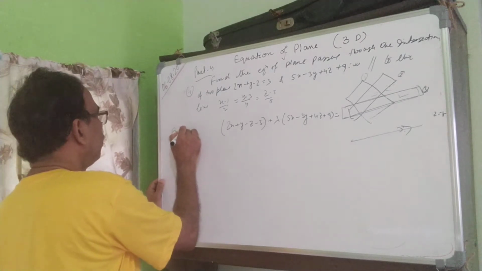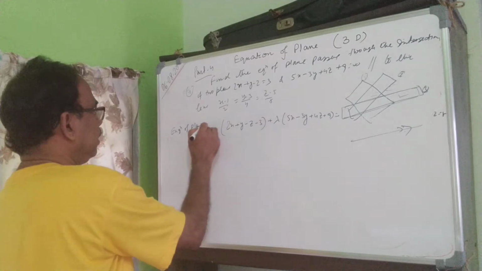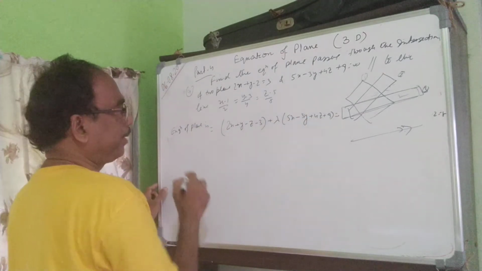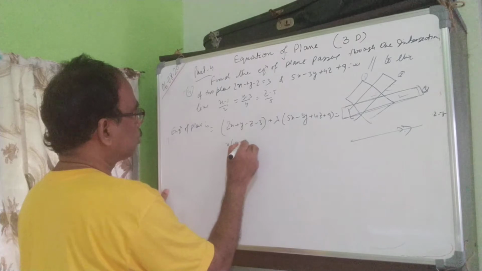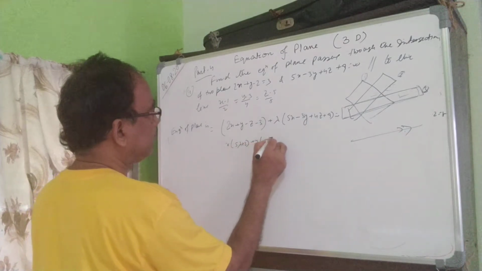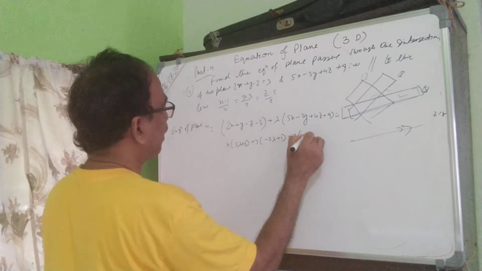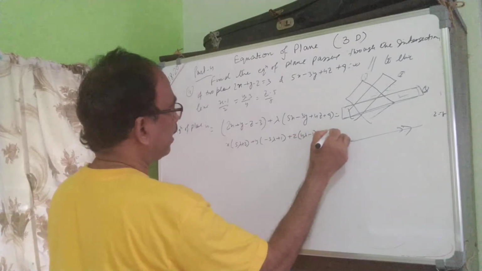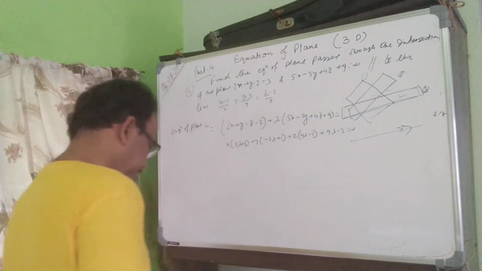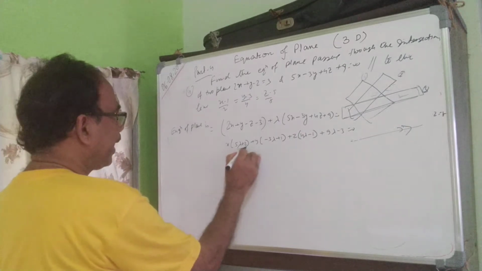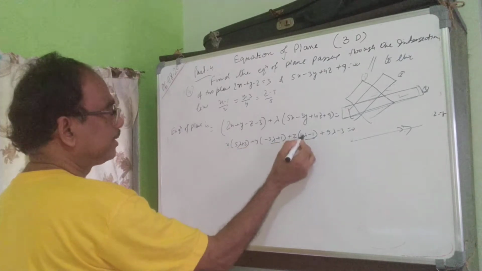The equation of the plane through the intersection of the two planes is this, and we can write it with x common, (5λ + 2)x, y common, (1 - 3λ)y, z common, (4λ - 1)z, plus 9λ - 3 equals 0. Now this gives the direction ratios a, b, c of the plane.